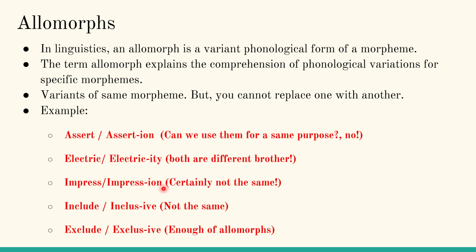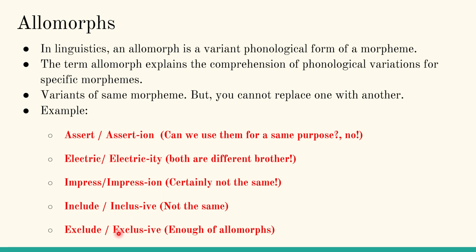We'll go with a couple of examples here so that you can understand this clearly, and this is very important. Assert and assertion. I just added ION here. This is a variant actually, but do they convey the same meaning? No. Electric and electricity, do they convey the same meaning? I just added ITY there. Impress and impression, both are definitely different. But it looks like a variant.